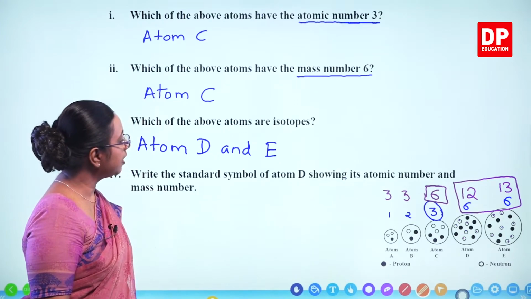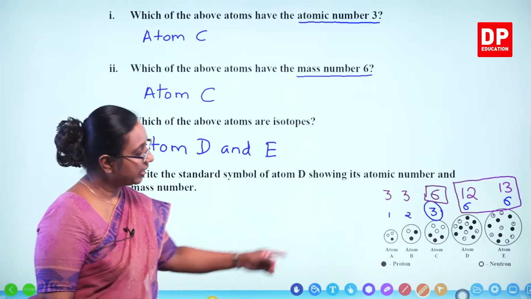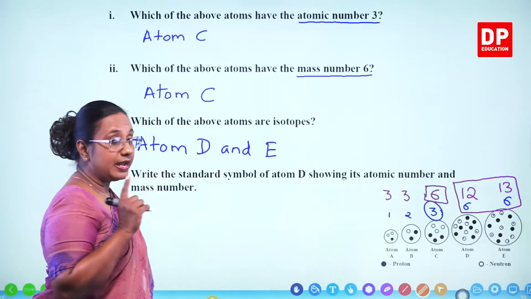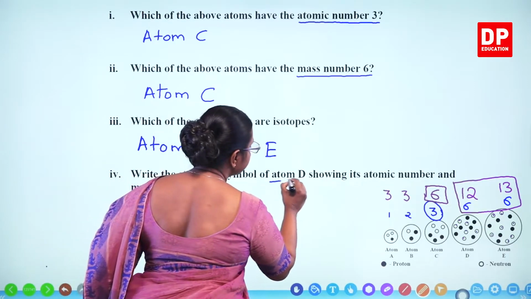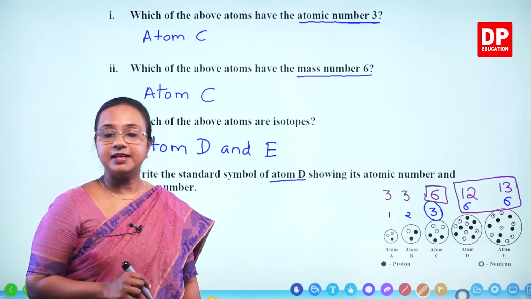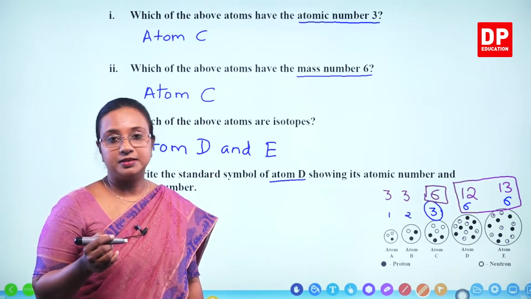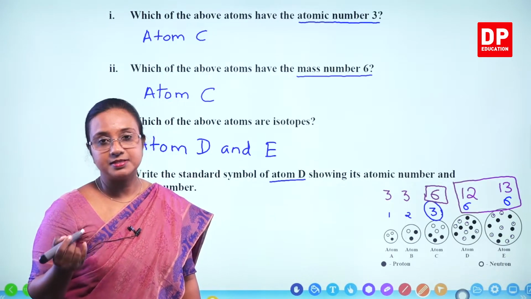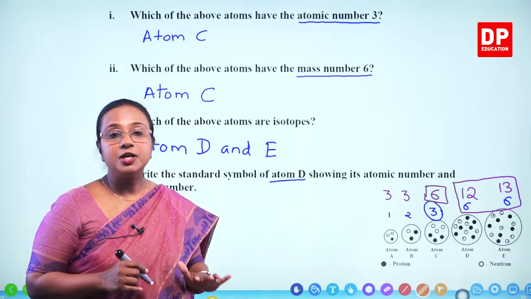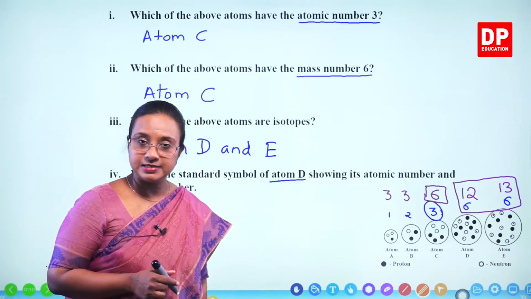Write the standard symbol of atom D showing its atomic number and mass number. We have already found the atomic number and the mass number for atom D. And students, since they have asked the question as atom D, even though you have identified that atom, what is that element? Yes, that is carbon. You already know carbon has atomic number 6. You would have already identified that 12,6 is carbon. But you should not write carbon here. You have to use the symbol that is given to you.